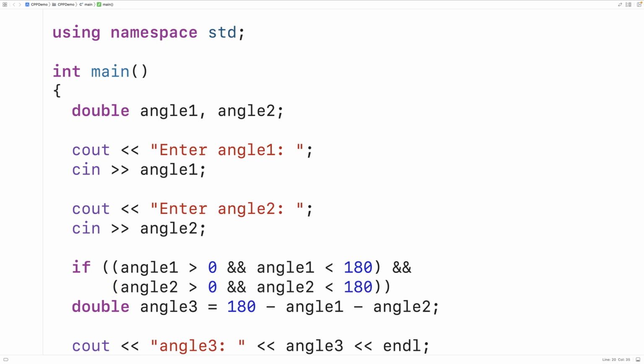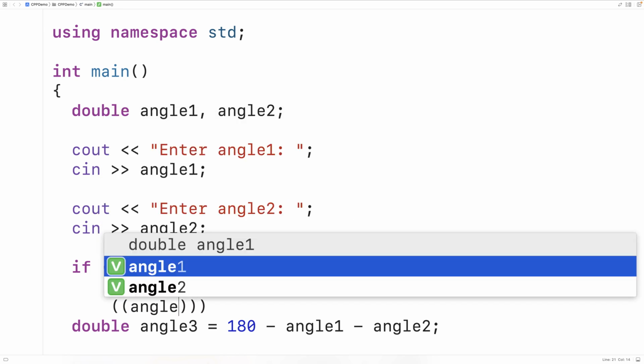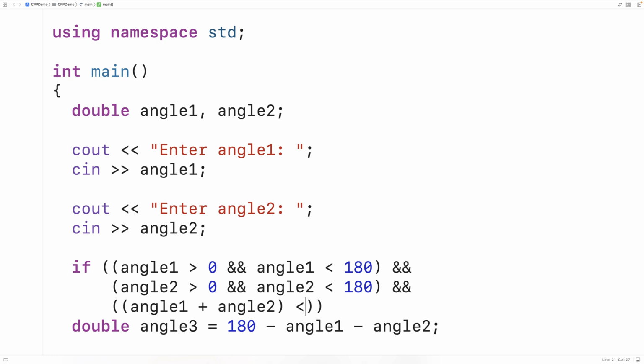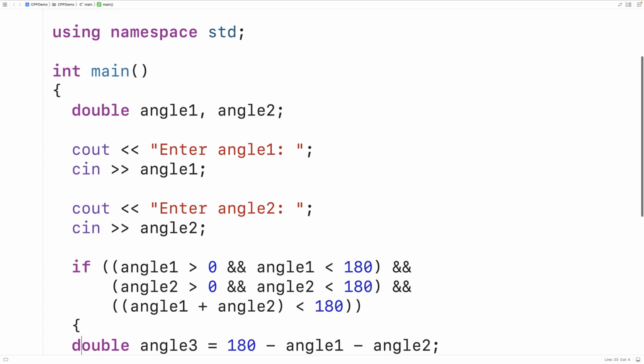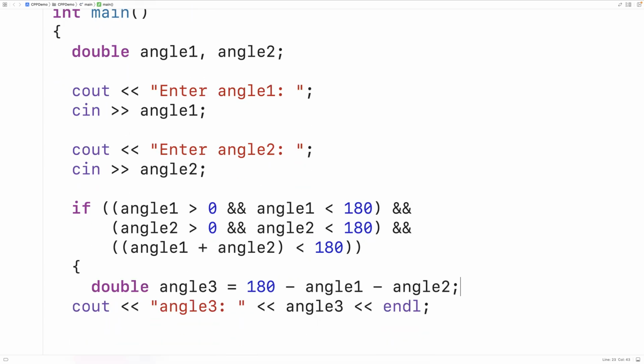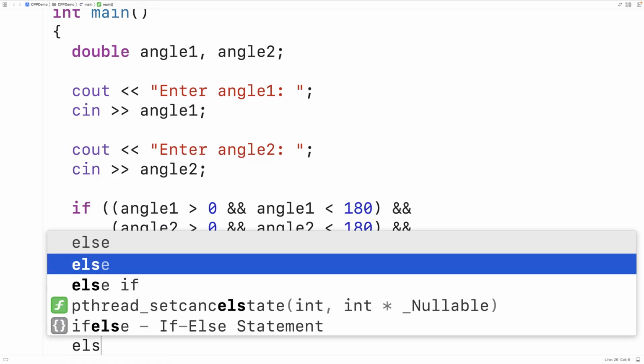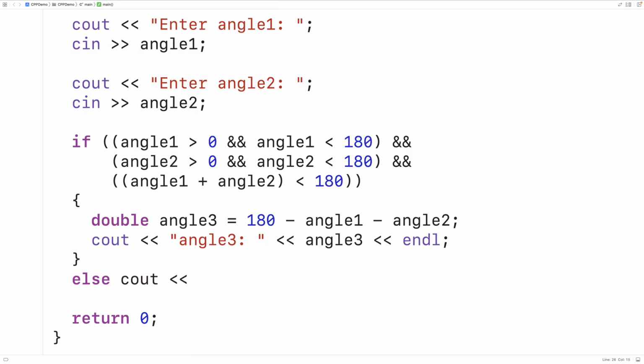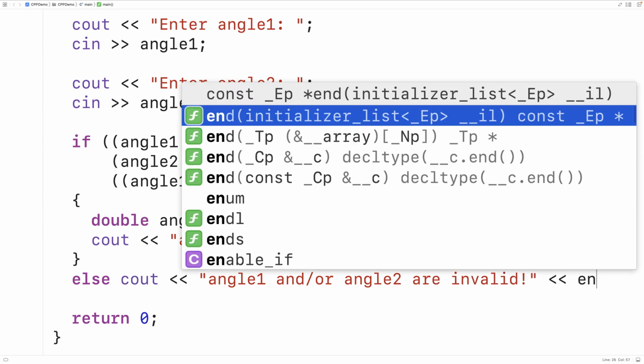I can do one more check. Angle 1 and angle 2, when added together, should be less than 180 degrees. So we'll have one more check. We'll say and angle1 plus angle2 is less than 180. Otherwise, angle 3 could be negative or 0. So we'll have this check. And if this check is okay, then we'll compute angle 3 and output angle 3. Otherwise, we'll output that angle 1 or angle 2 are invalid. So we'll say "angle 1 and/or angle 2 are invalid," followed by an endl.